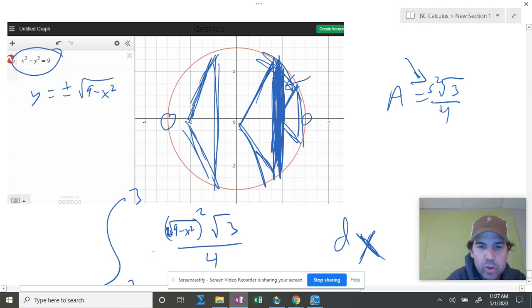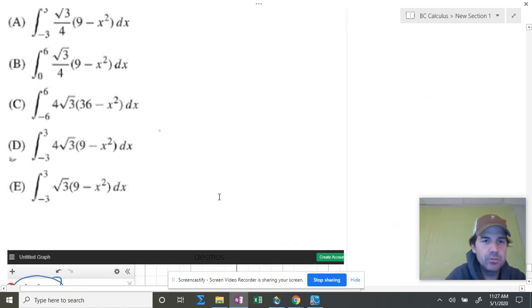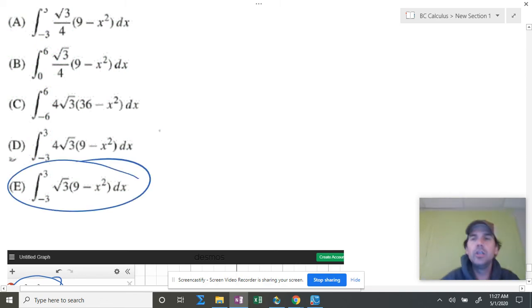You're squaring the 2, so the 2 squared is 4, so that cancels with the bottom. You're squaring a square root, so that square root goes away, and it just becomes 9 minus x squared, radical 3, which is E. That's it.